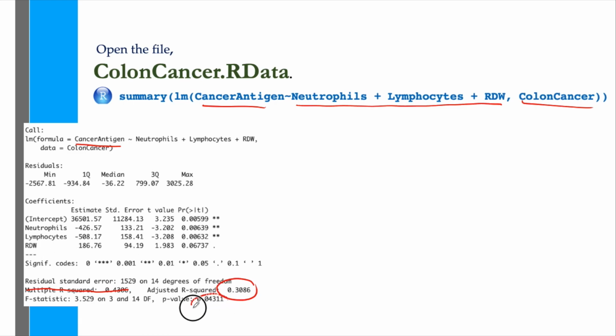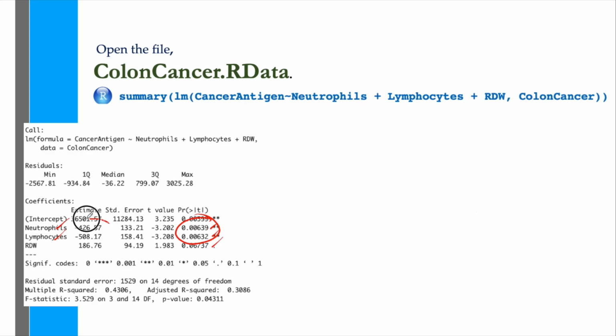Now, the p-value here in the ANOVA, since that's less than 0.05, tells us that there's at least one predictor found, which is a good result. Now, which of the following variables, neutrophils, lymphocytes, and RDW, are predictors of cancer antigen? All we have to do is to take a look at the predictors with p-value that's less than 0.05, and that is neutrophils and lymphocytes.